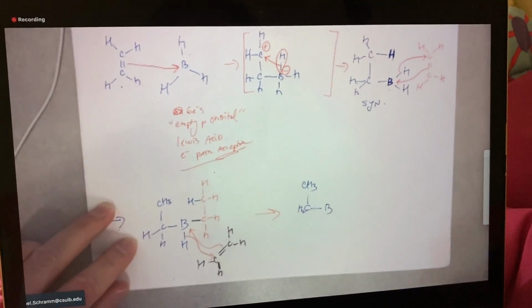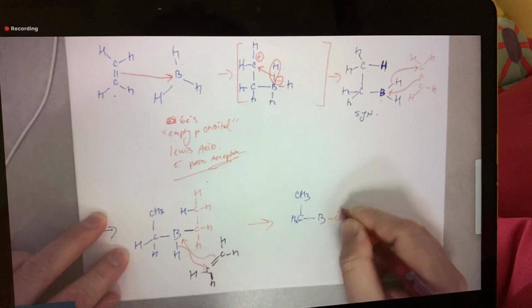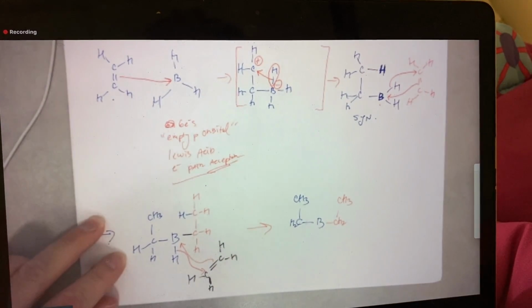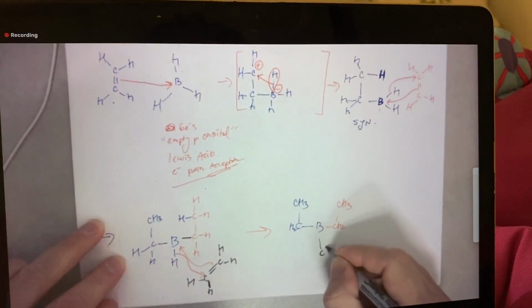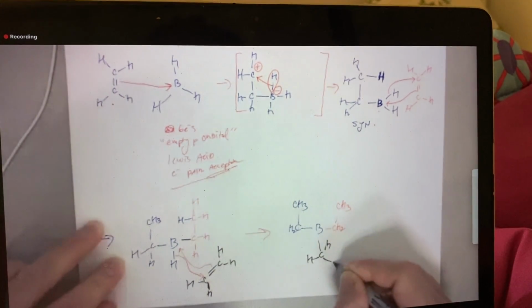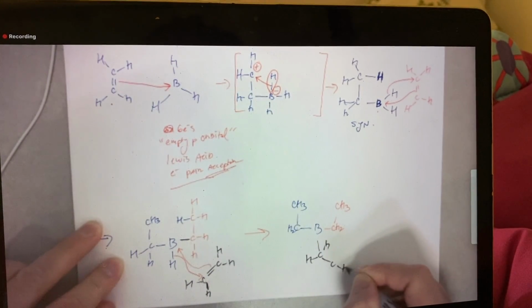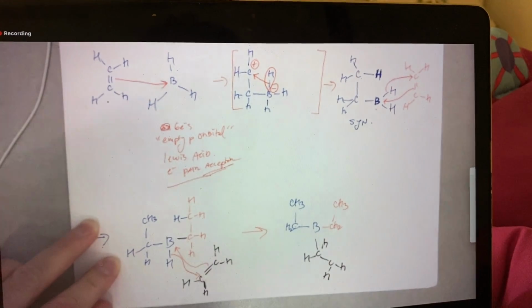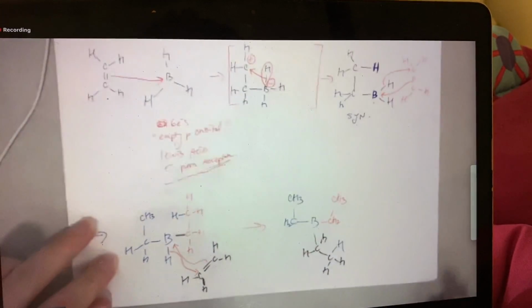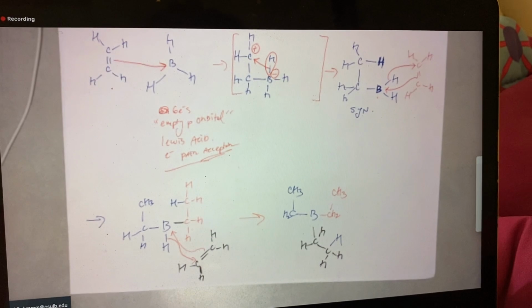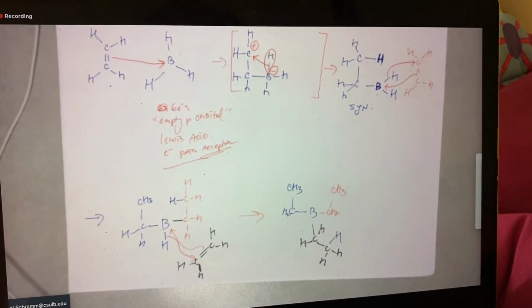First one is the blue one we put on. Second one is the red one. And finally here, we put on another molecule of alkene, and it takes the form of an alkane.